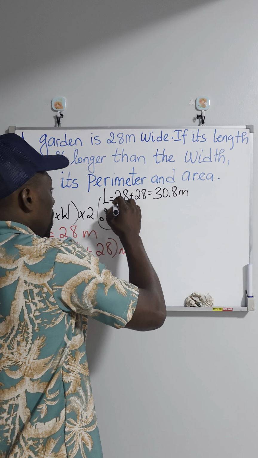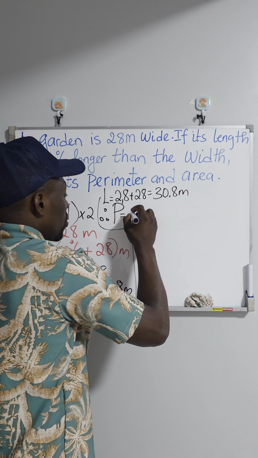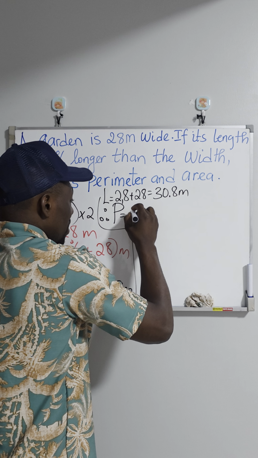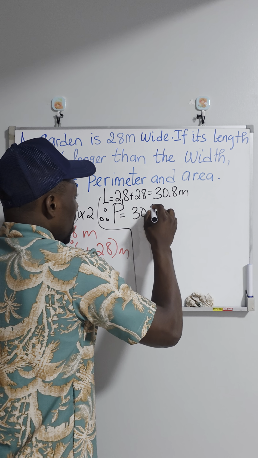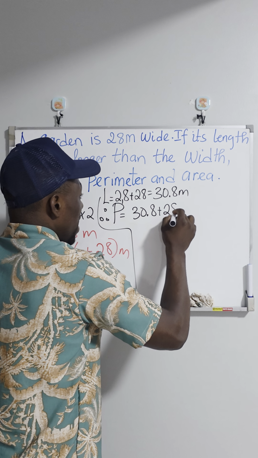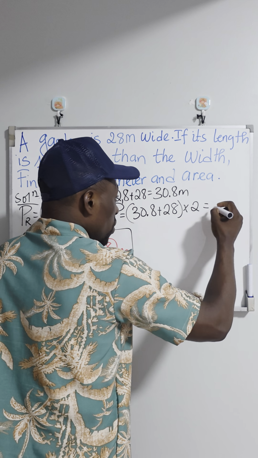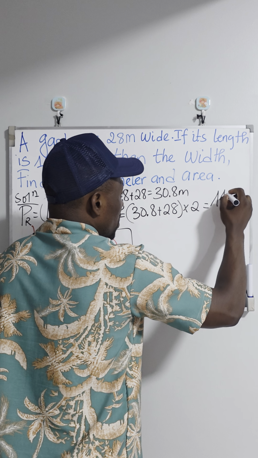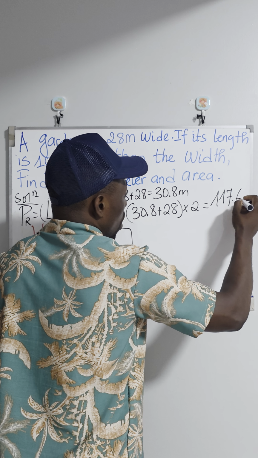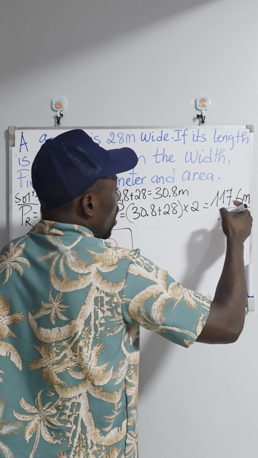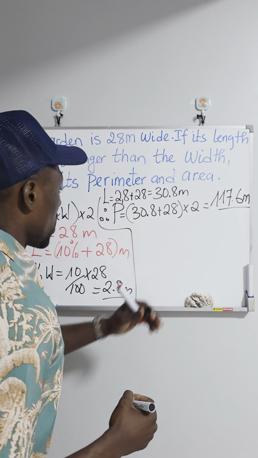Now that we have all the elements of this formula, let's go ahead and apply it. Therefore, perimeter is going to be equal to the length 30.8 plus the width 28, all of this multiplied by 2. If you correctly punch it in, we should have 117.6. Of course, never forget the unit of perimeter, which is meters.